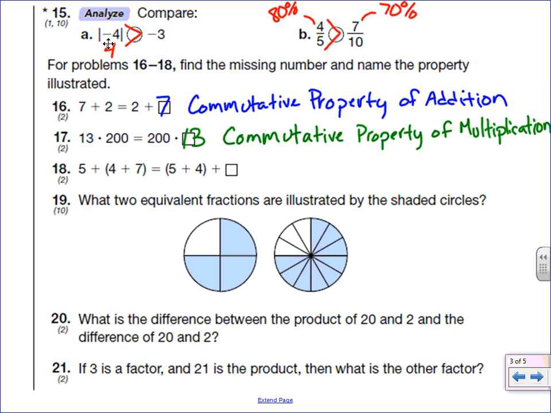And the last one, 5 plus in parentheses 4 plus 7, and then it shifts the parentheses over, is the same thing as 5 plus 4 in parentheses plus 7. And the associative property is the one that says that you can move the parentheses around when you're either adding or multiplying. This one is the associative property of addition, since we're talking about addition.